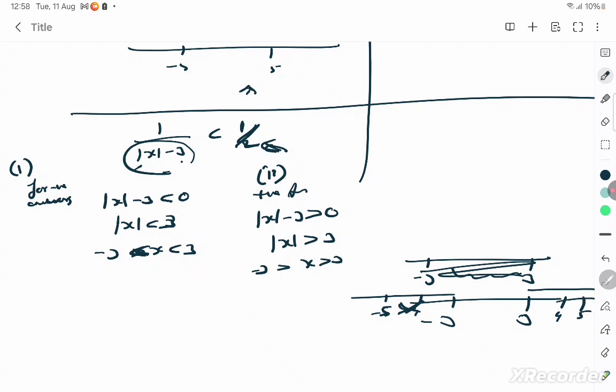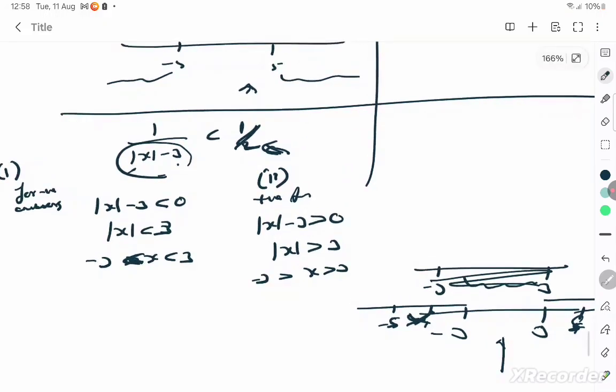Even if I include a 4, it's minus 3 to plus 3, so I cannot include a 4. I can include only from 5 to infinity and minus infinity to minus 5, which is correct. However, what happens to the numbers between minus 3 and plus 3? Here you have this condition: x is also lesser than 3 and x is also greater than minus 3. So x can also be here.